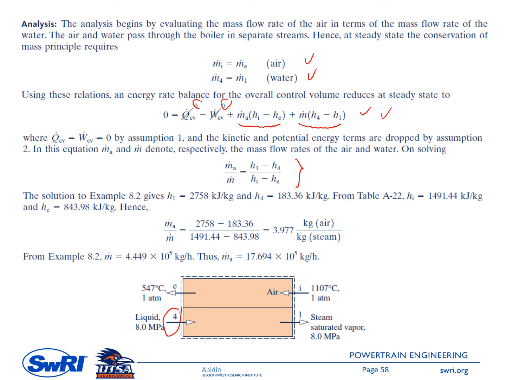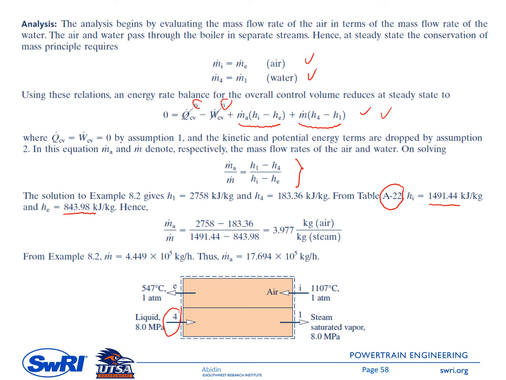So the next step is to determine the enthalpy. For the gaseous stream, this is air, so you need to use the air table. This is table A22, and in this case, you only look at the temperature. So you will get the inflow enthalpy of 1491.44, and then the outflow enthalpy is 843.98.